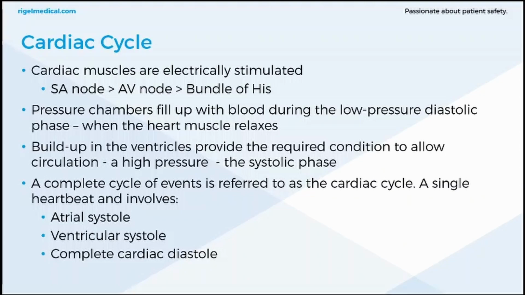So firstly, we'll talk about the complete cycle of events in a single heartbeat. This is referred to as the cardiac cycle. Cardiac muscles are electrically stimulated, and the first part of the cardiac cycle is triggered by the SA node, which is also known as your heart's pacemaker. Then through timing and delays, it travels through the AV node, which is the atrioventricular node, and then through to the bundle of His.